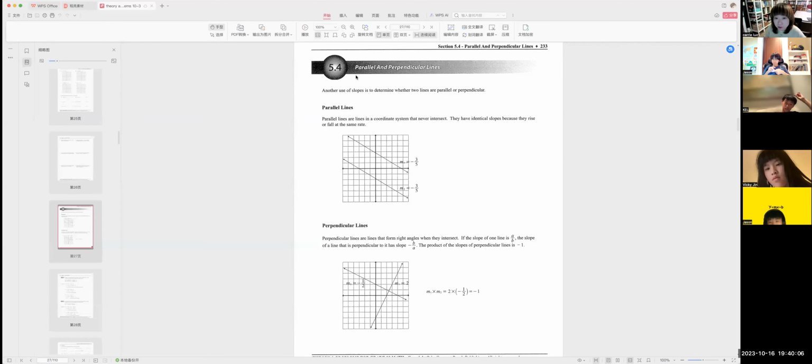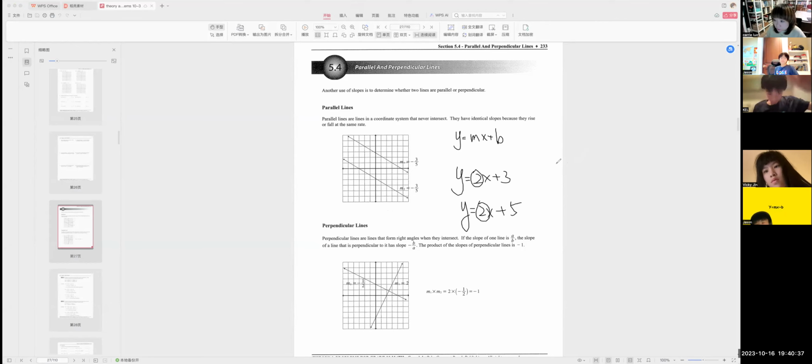So last week we learned about parallel lines and perpendicular lines, correct, Vicky? Do you still remember? Okay. Kelvin, when we have a linear equation, it looks like y equals mx plus b, right? With two lines, if one is y equals 2x plus 3 and another is y equals 2x plus 5, because the m's are equal to each other, they are parallel to each other. So if two linear equations have the same m, they are parallel.